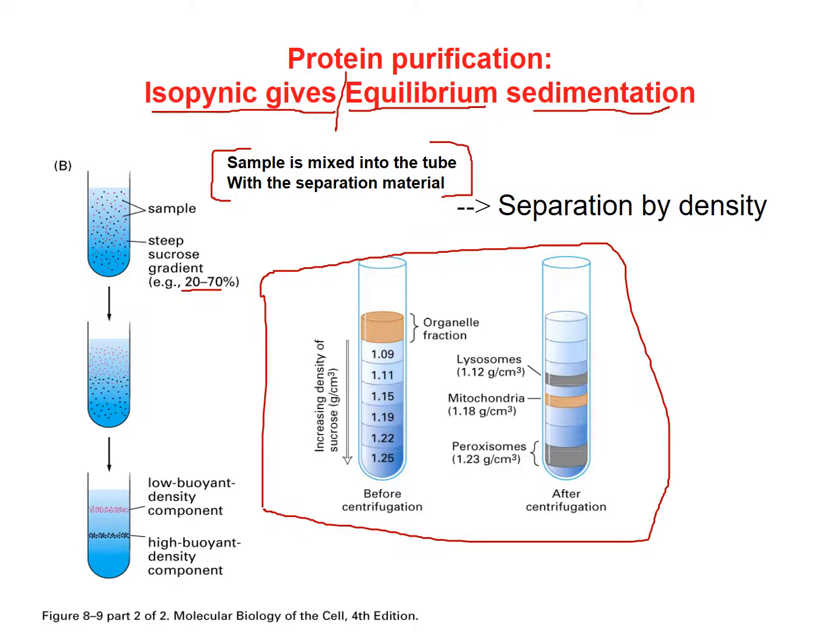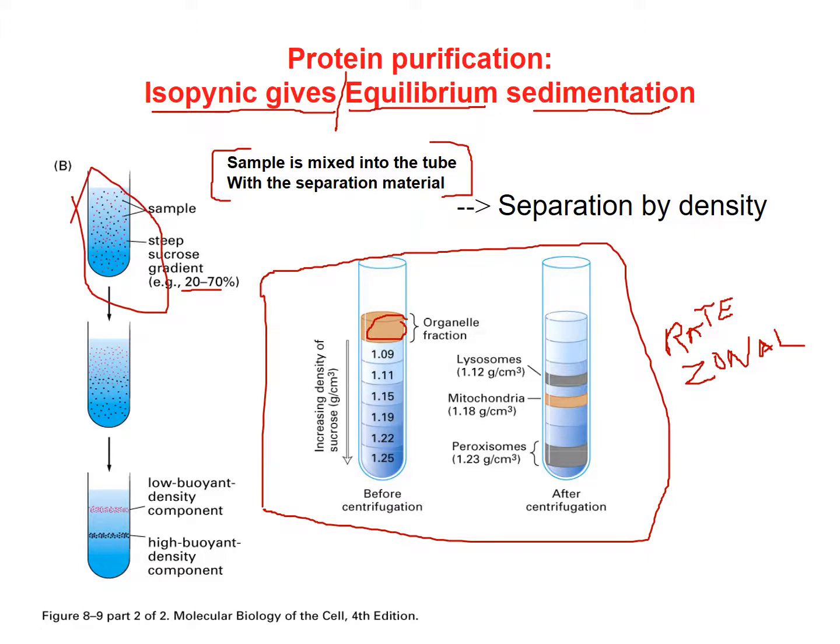This is the rate zonal. Okay, we have the sucrose gradient and the samples on top. Isopycnic, the sample is mixed. Rate zonal, the sample is sitting right there. So sample is all through here, sample is right there.